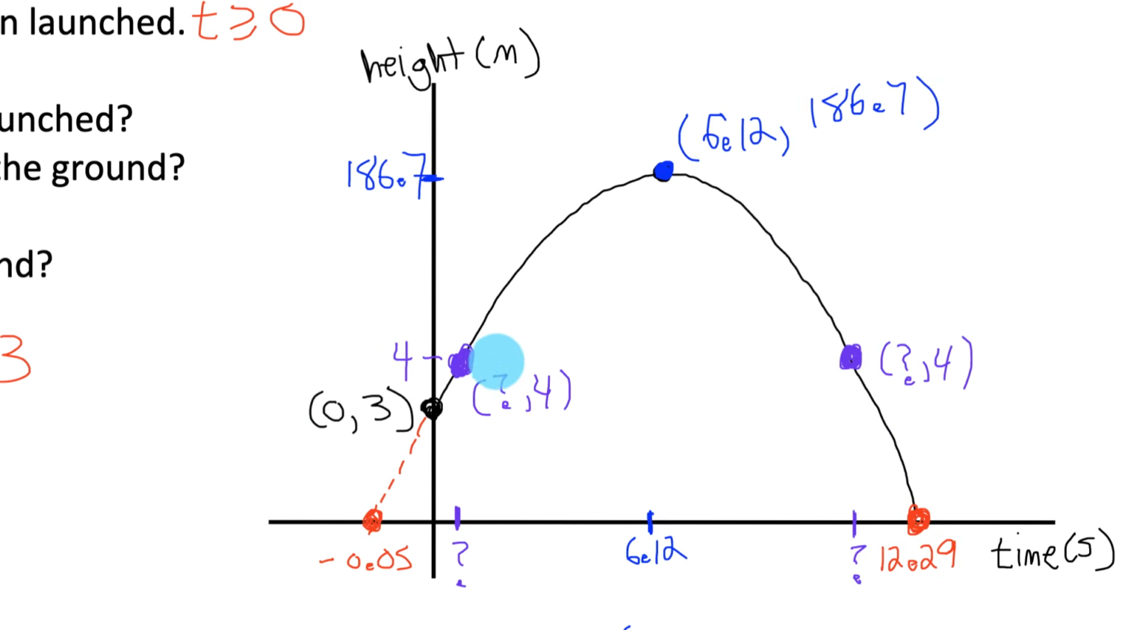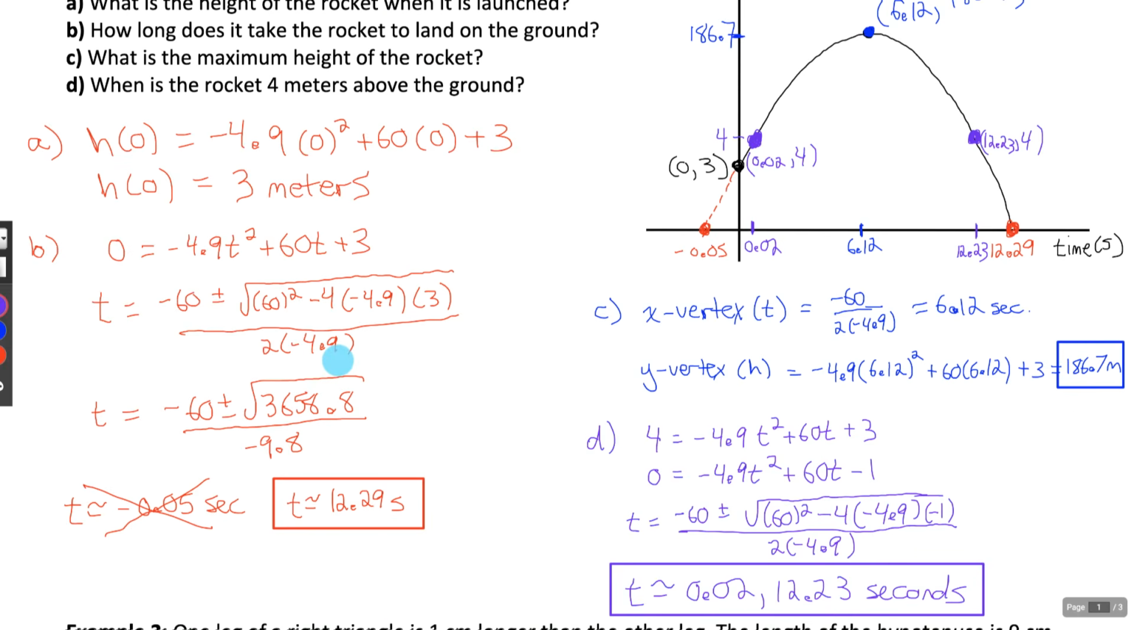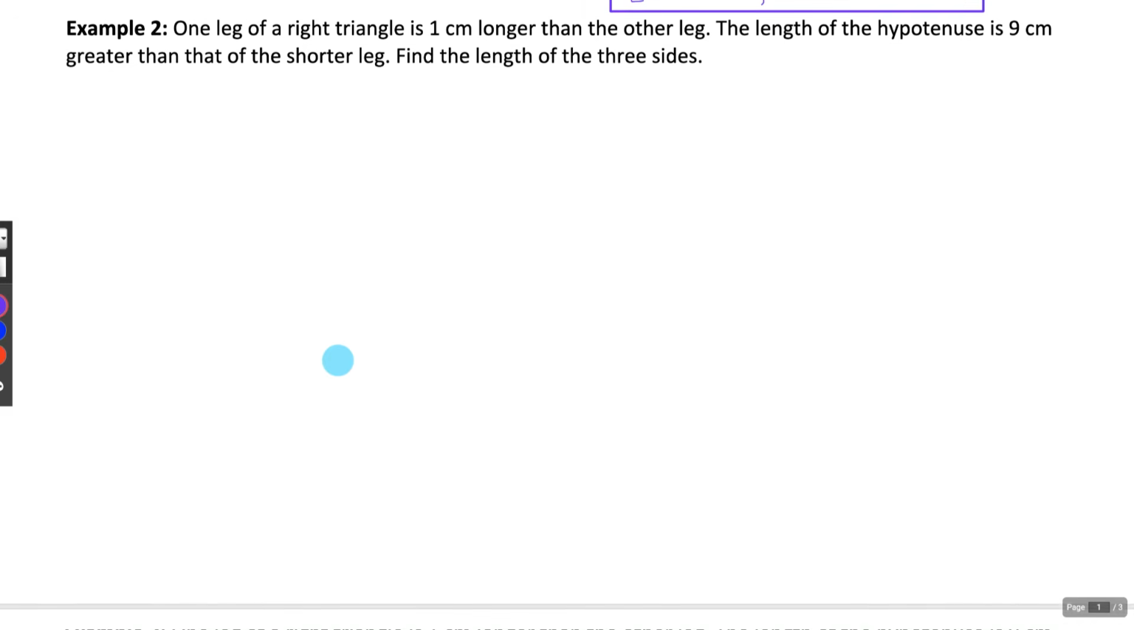So if we look back to the diagram, I now know the x-coordinates of those 2 points that have a height of 4. The x-coordinates are 0.02 and 12.23. Alright, that's example 1 done. I think that's the example that will take us the longest amount of time. We've got a few more examples to do. Let's move on to example 2.